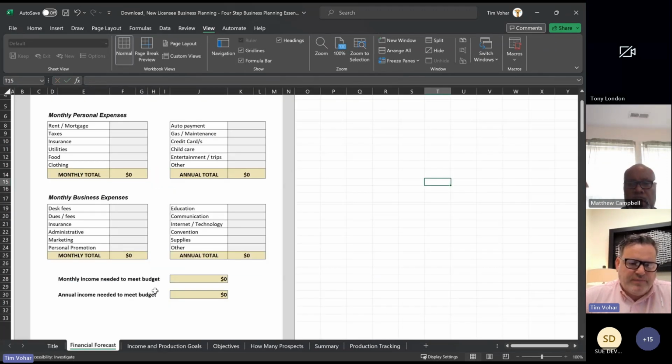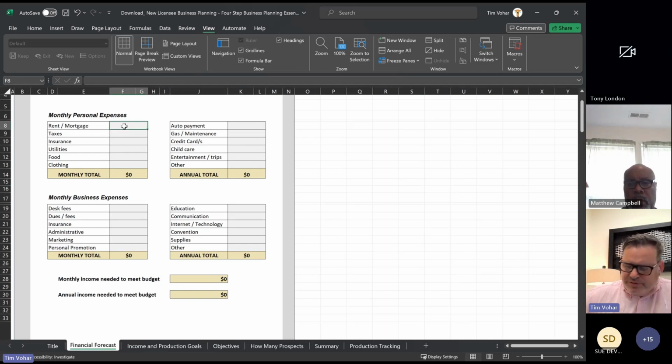Financial forecast. This is going to take you doing some homework. So you need to put in, what is your monthly rent? What is your monthly taxes, insurance, utilities, food, clothing, monthly business expenses, auto payment, gas, childcare, entertainment, education. A business plan requires you to do a hard dive into your finances and your numbers. That's why we want to start in October, so we're ready to go for January.